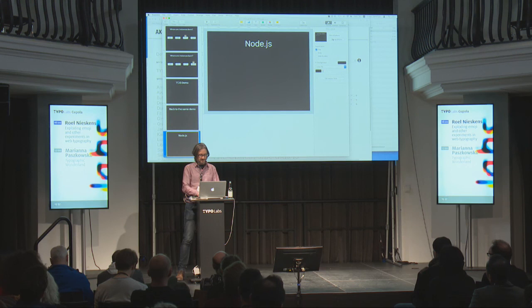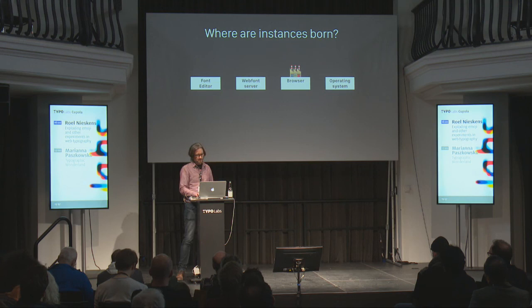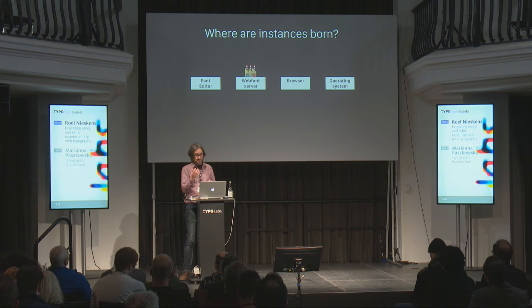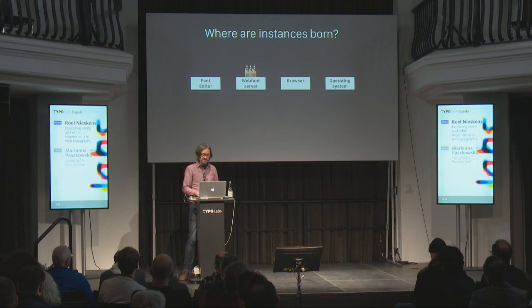So I think that's it. What I'm doing there is deciding, do I want to render in the browser with JavaScript or on the server? So I have many choices. I can render in the browser with JavaScript if the browser doesn't handle variable fonts. I can render in the browser natively, which would be much quicker and more efficient if the browser does handle variable fonts. I can go back to the web font server and get my instances done anyway with exactly the same code as I was just showing you in the browser.